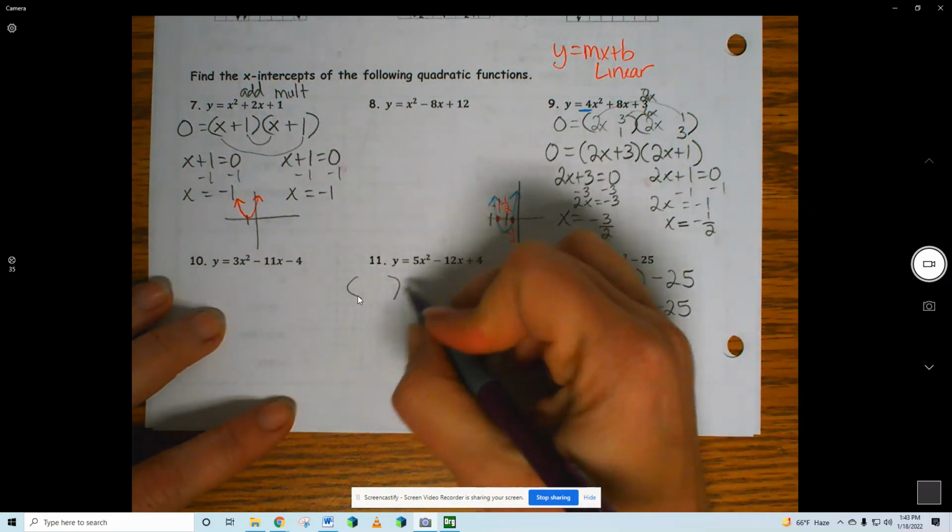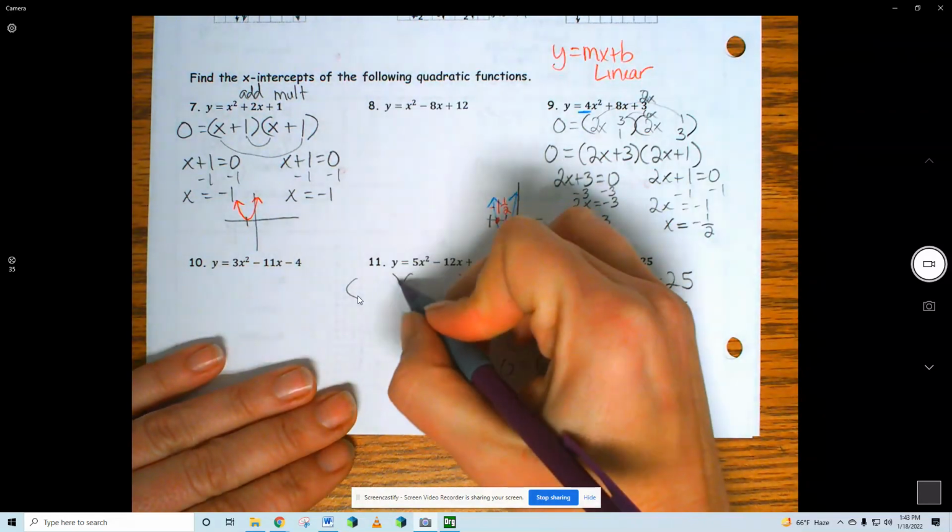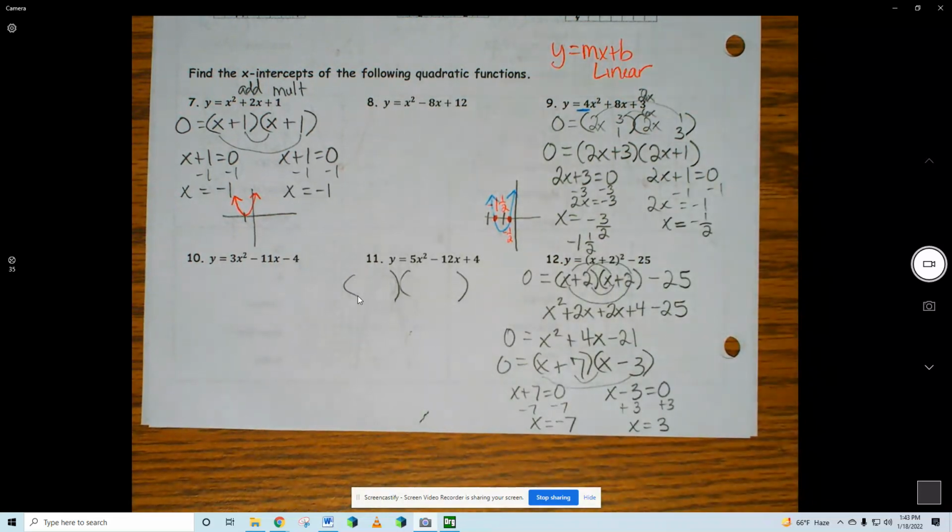Okay, you guys do 11. Do 11 by yourself. Factor it. Number 11, go. What is it?